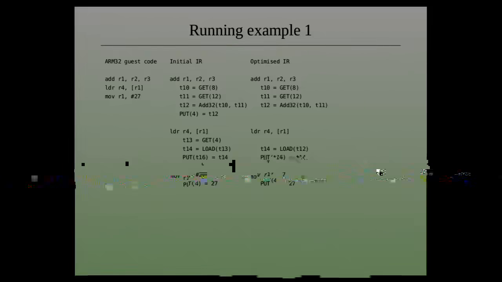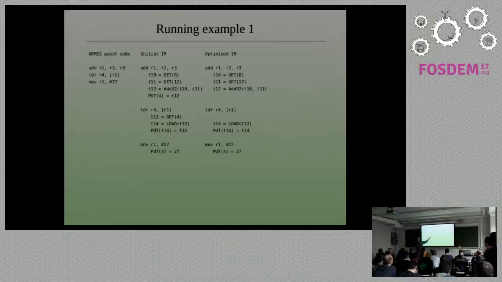Load is very similar. We're going to fetch R1 again, going to actually do the load and then put the result back in the result register in its slot. And finally, we're going to overwrite R1 with this value 27. So we're just going to take the literal 27 and put it in the slot for R1.